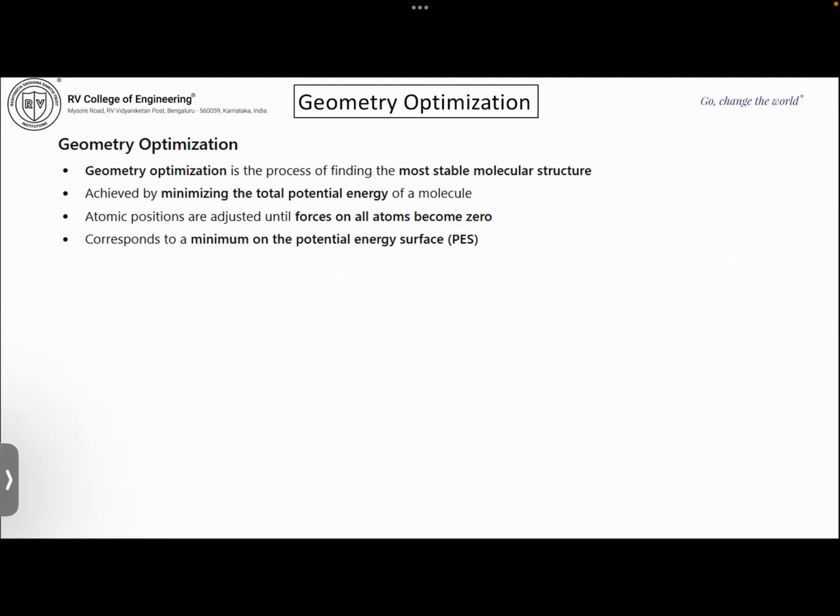Then another concept in QSAR and QSPR is geometry optimization. Geometry optimization is the process of finding the most stable molecular structure. It is achieved by minimizing the total potential energy of a molecule.